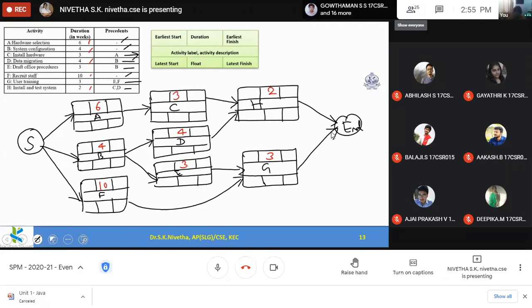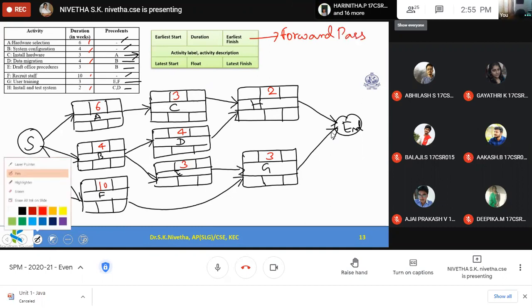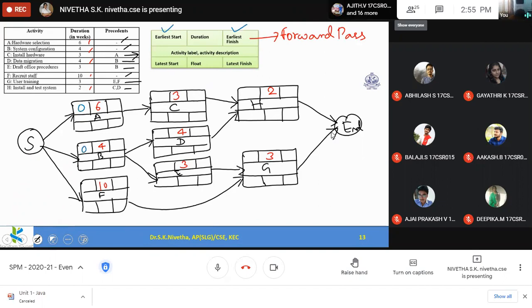Now in the forward pass. So now we shall start the forward pass. In the forward pass, we shall fill earliest start and earliest finish. So initially I can start these 3 activities. Earliest start 0, 0 plus 6 is 6, 0 plus 4 is 4, 0 plus 10 is 10. Okay, and next once A is over, I can start C.